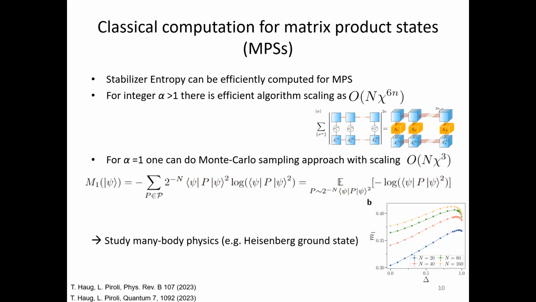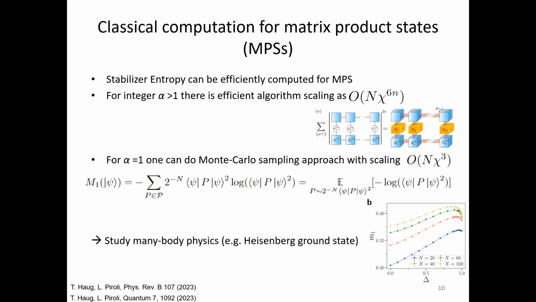And we showed there is an efficient algorithm whenever this alpha of the Renyi entropy is an integer greater than 1. You can compute it like this with the scaling. And we show that for the case alpha equal 1, one can do a kind of Monte Carlo sampling approach. And you get an algorithm that scales quite well with chi to the power 3. So this is quite practical. You can go easily to hundreds of qubits, in 1 dimension on the order of 1,000.